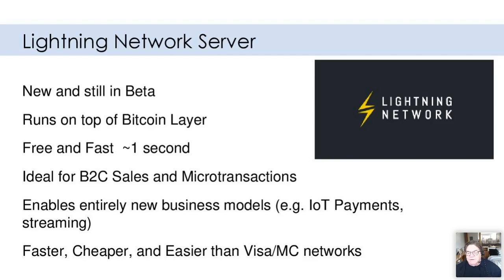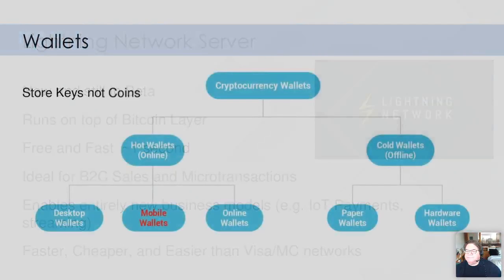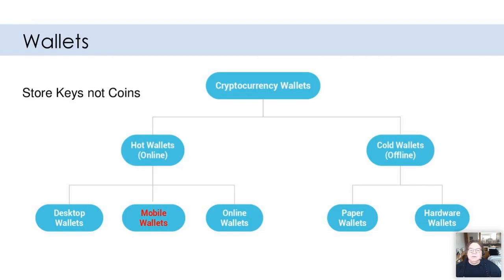So it is significantly faster, cheaper, and easier than Visa MasterCard networks. And we think over time that the Lightning will start to challenge those networks because it's already cheaper and already faster. It just needs to get broader deployment. Wallets are the third piece of the technology bundle.